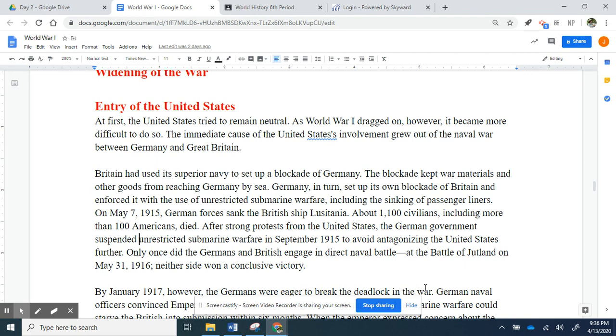After strong protests from the United States, the German government suspended unrestricted submarine warfare in September 1915 to avoid antagonizing the United States further. Only once did the Germans and British engage in direct naval battle, at the Battle of Jutland on May 31, 1916. Neither side won a conclusive victory.